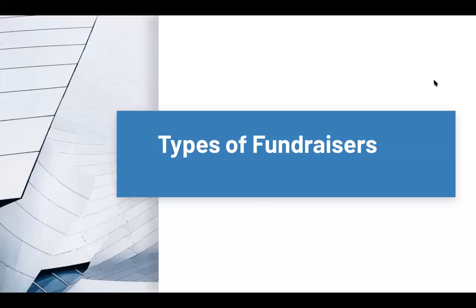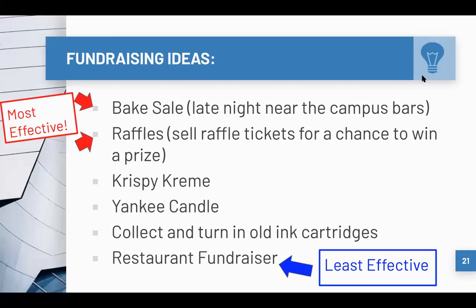If you don't get enough funding from Kiwanis, and you don't get enough funding from your club members paying dues, the next best way to get money is by holding fundraisers. So, some possible ideas, from most to least effective: you can have a bake sale. You can have raffles. You can sell various items such as Krispy Kreme donuts and Yankee candles. You can collect and turn in old ink cartridges, or you can hold a restaurant fundraiser.